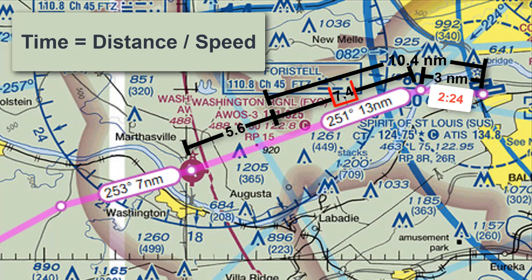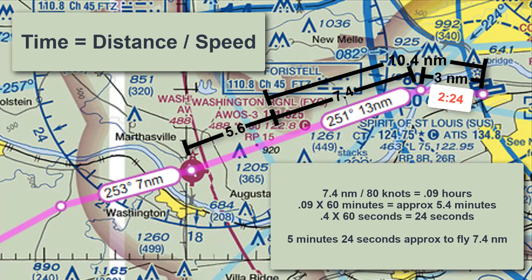Remember, 7.4 nautical miles of the 13 nautical miles second leg is at 80 knots. So 7.4 nautical miles divided by 80 is roughly 0.09. To get minutes, we take 0.09 times 60 equals 5.4 minutes. 0.4 times 60 seconds equals 24 seconds. So the first 7.4 nautical miles will take roughly 5 minutes and 24 seconds.